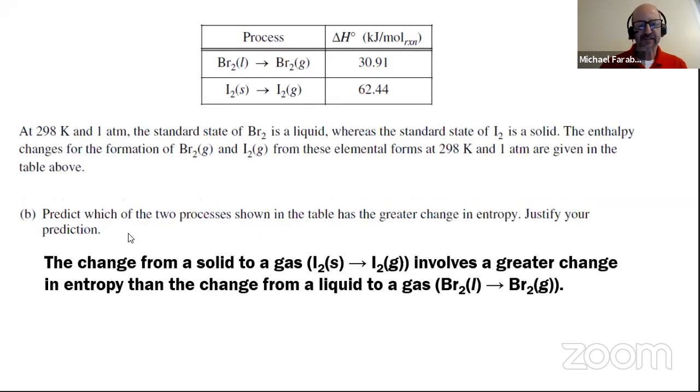And again, to justify your prediction, you would want to talk about the difference in degrees of freedom as you compare a solid to a liquid to a gas. Entropy is increasing.